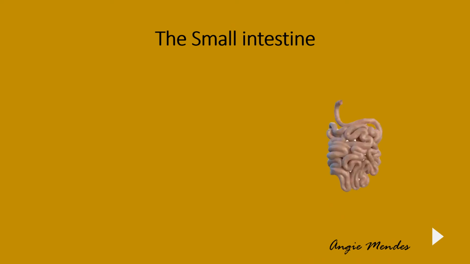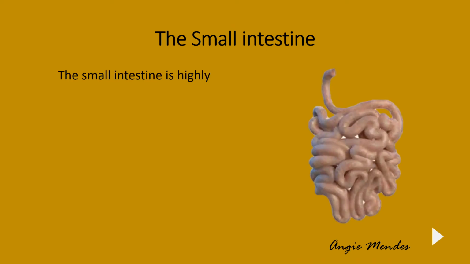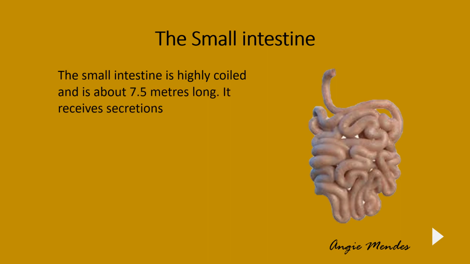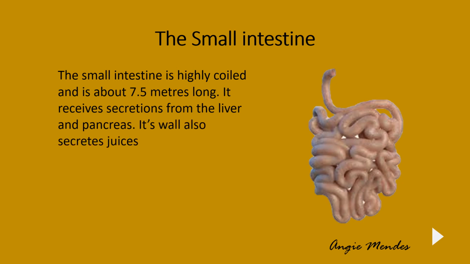The small intestine. The small intestine is highly coiled and is about 7.5 meters long. It receives secretions from the liver and pancreas. Its wall also secretes juices.